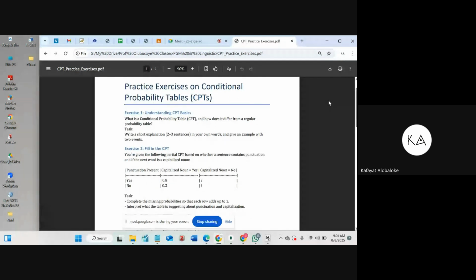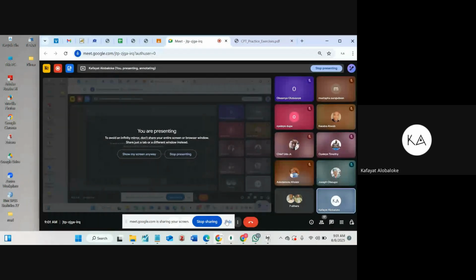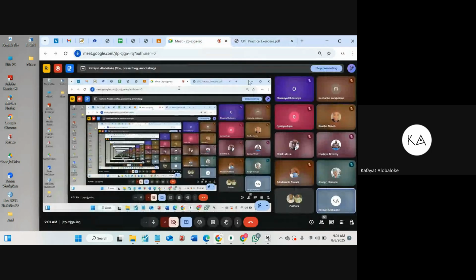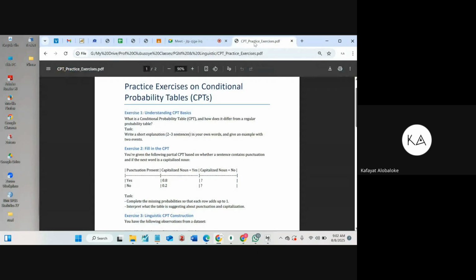So to start with number 1, I think by now we understand what a conditional probability table is and how it differs from a regular probability table. Does anybody want to answer that for us in your own words and give us examples? Nobody wants to answer it for us. That's fine. So I'll just go ahead and answer it for you.